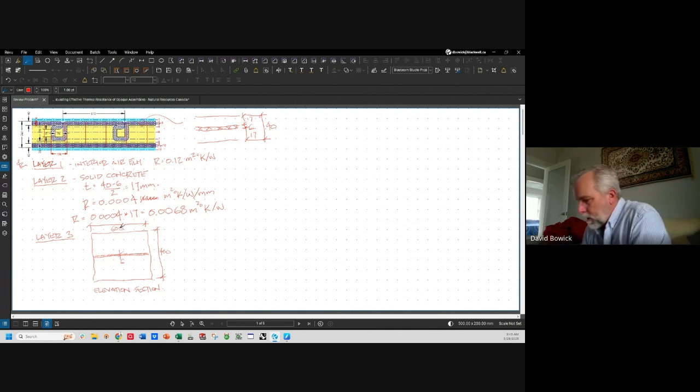Okay. So the first thing we need to do is figure out what is the R value of the various constituent layers. So we know that this thickness, here, I'm going to write it over here.